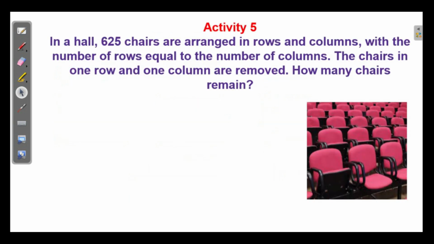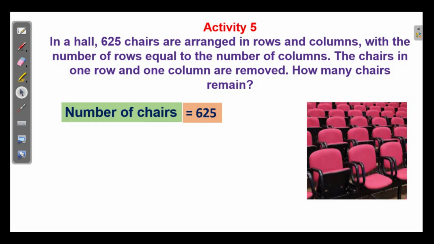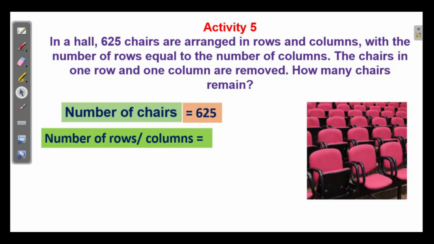In a hall, 625 chairs are arranged in rows and columns with the number of rows equal to the number of columns. The chairs in one row and one column are removed. How many chairs remain? Number of chairs is equal to 625. Number of rows or columns is equal to square root of 625, which is equal to 25.